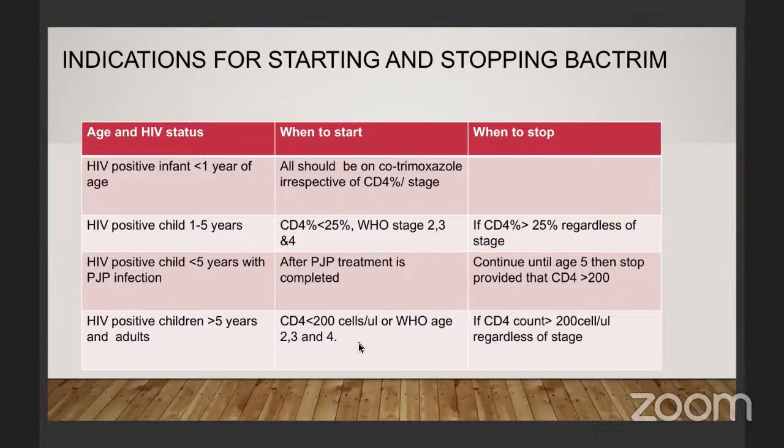So if it's an HIV positive child less than 5 years with PJP infection, you start Bactrim after the treatment is completed, and then you continue until the age of 5, provided that the CD4 count is more than 200 cells. And then in HIV positive children more than 5 years and adults, you start Bactrim prophylaxis at a CD4 count of less than 200 cells or WHO stage of 2 to 4. Sorry about the typo. And then you stop it if the CD4 count is more than 200 cells, regardless of the staging.